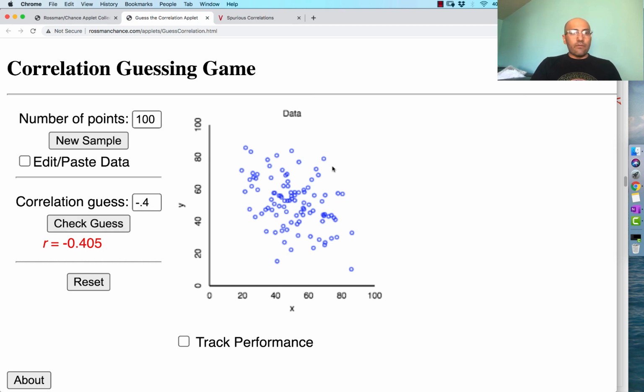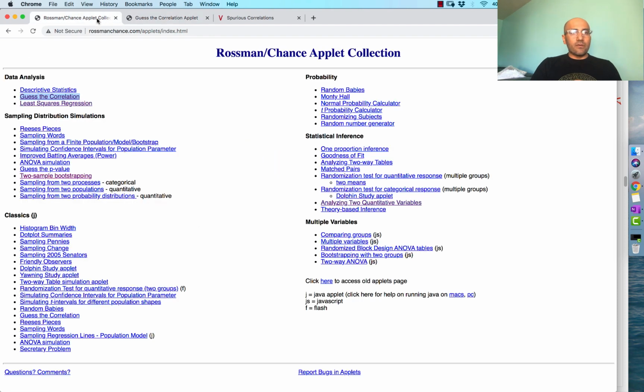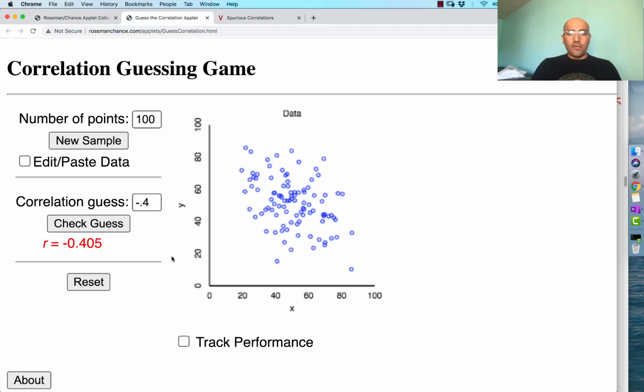Really, really close. If you guys want to play, here's the address. Or you can type in Rossman-Chance applets, the Rossman-Chance applet collection, and then it's this one: Guess the correlation. Rossman and Chance have this fantastic website that has all sorts of little applets for statistics, so I'll be referencing a lot of these in the coming sections. You're welcome to go right over here and play with this on your own. It's a lot of fun. It's great at parties.